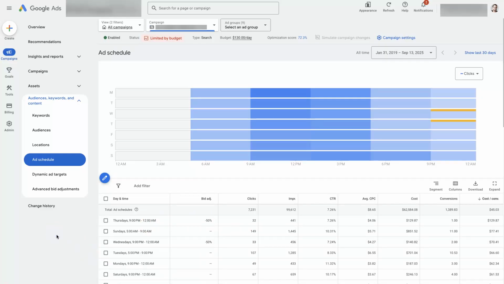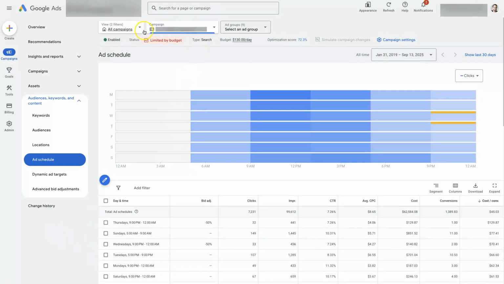Now, to get to this point, the first thing I did was select a campaign from the drop down up here. Well, first you've got to go to campaigns, and then audiences and keywords. You'll see ad schedule here.